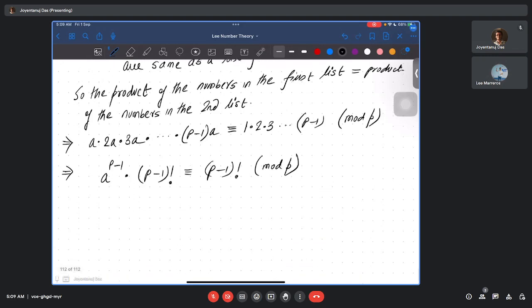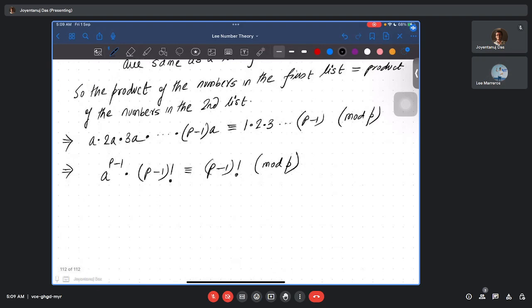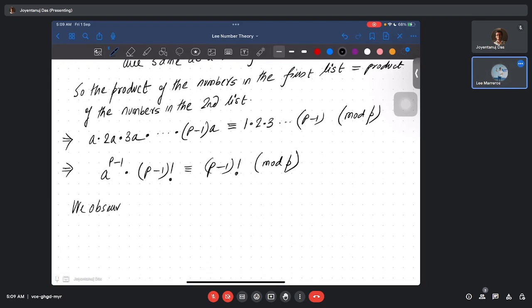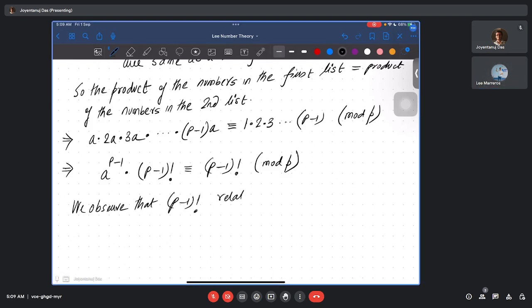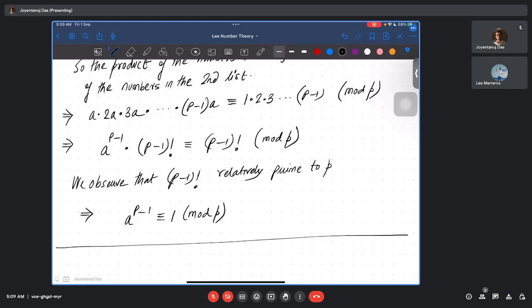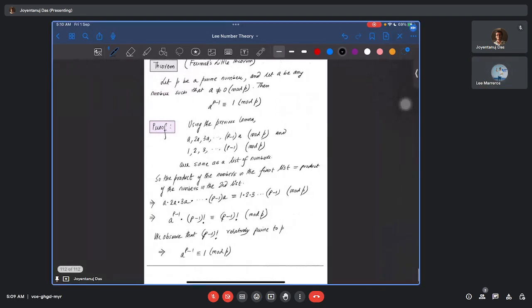Now we know that p minus 1 factorial is relatively prime to p. How do we know that? p minus 1 factorial contains all the terms from 1 up to p minus 1, and p does not divide any of them. So it is relatively prime to p, and we can cancel it from both sides. This implies a to the power p minus 1 is congruent to 1 mod p. This is what we wanted to prove.